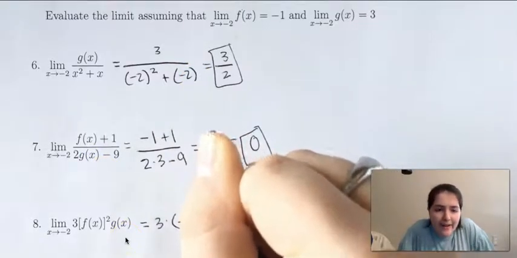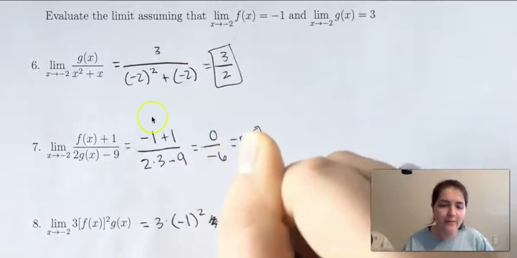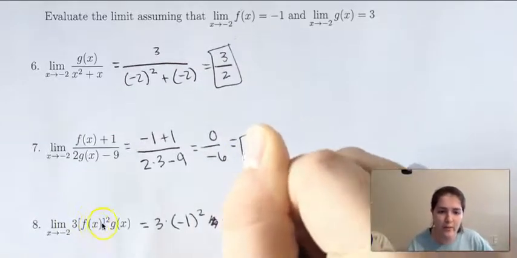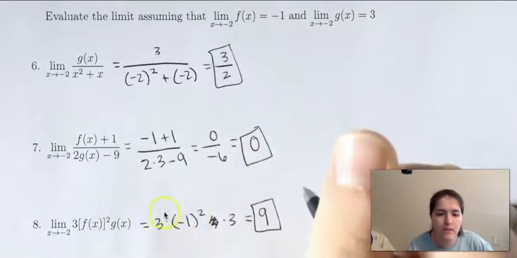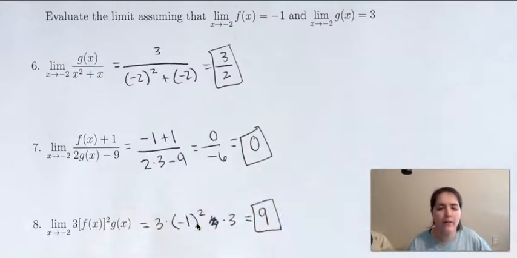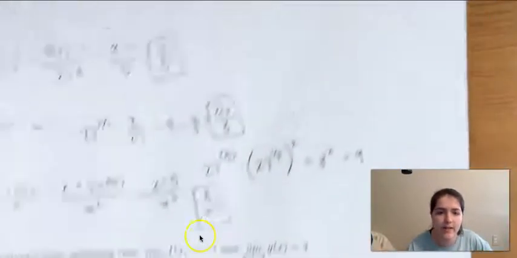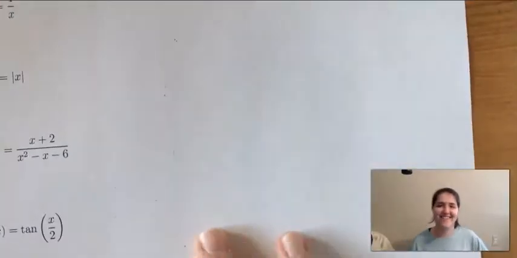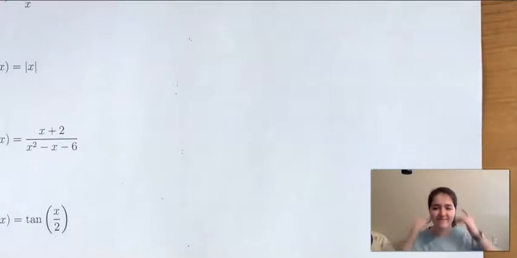All right, number 8, again, using our givens, we've got our -1. So 3, we put in -1 squared. So -1 squared is 1. 3 times 1, and then using our given again. Oh, 3 times 3, 9. Okay, there we go. But plugging in is nicer.